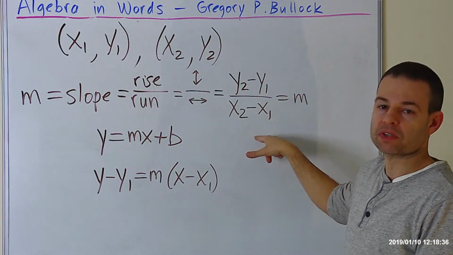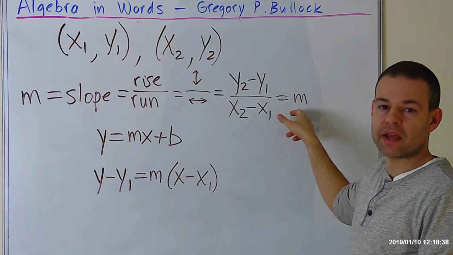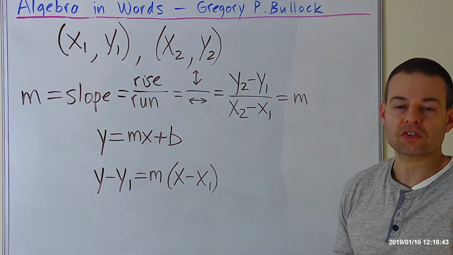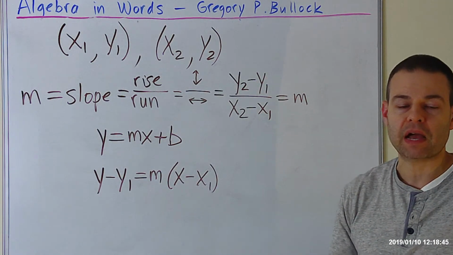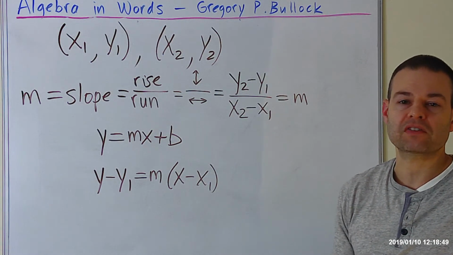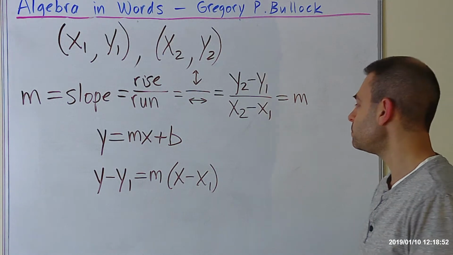Once you put those numbers in, you get a number for m. It might be a whole number. It might be a fraction. If it's a fraction, I recommend leaving it in fraction form for now. Could it be a decimal? Yes, but I would leave it in fraction form. That's the best case scenario.